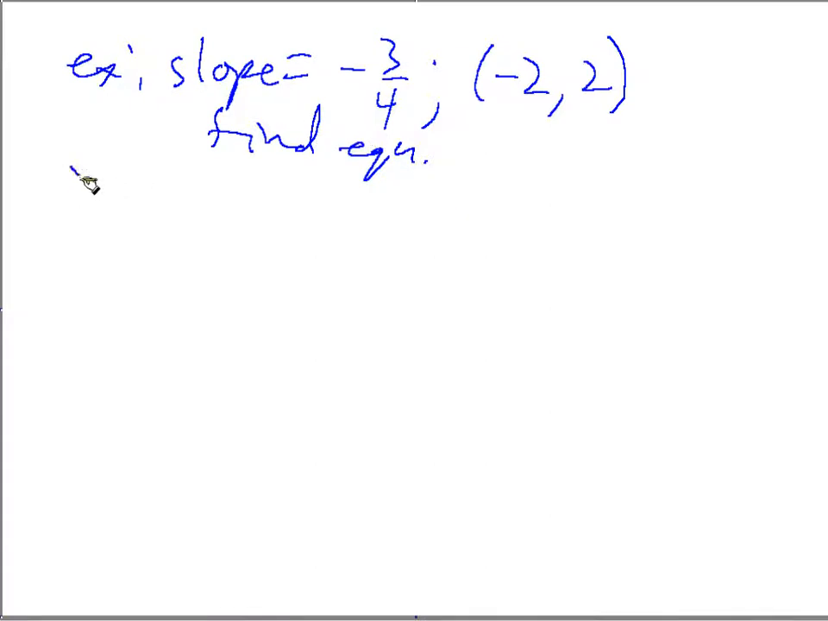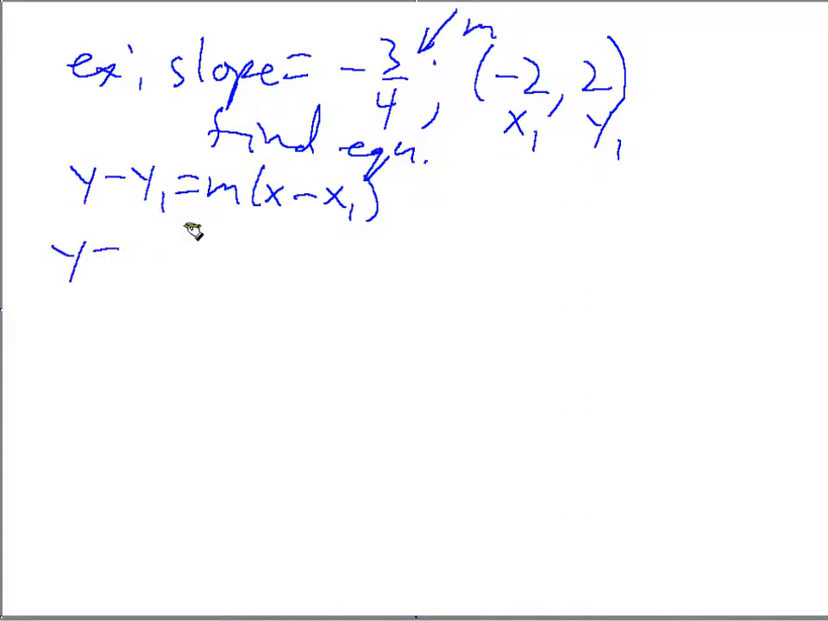Write the formula down: y minus y1 equal to m times x minus x1. Write that point slope formula down. This is x1, this is y1, and this is m right here. So let's plug it all in. y minus y1, 2, equal to m, negative 3/4, times x minus x1. x1 is negative 2, so be careful. Use parentheses to plug that in.